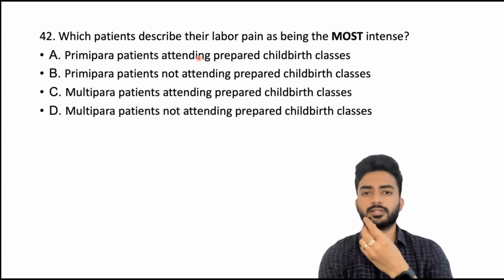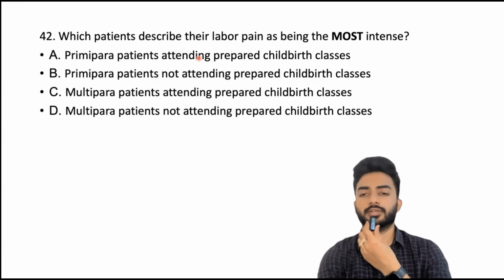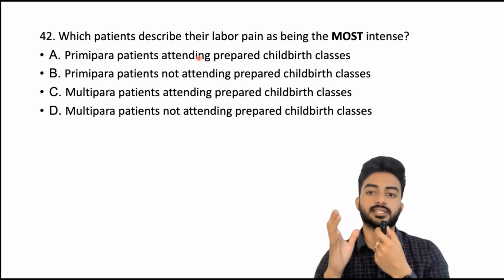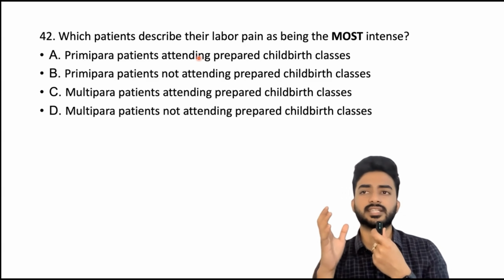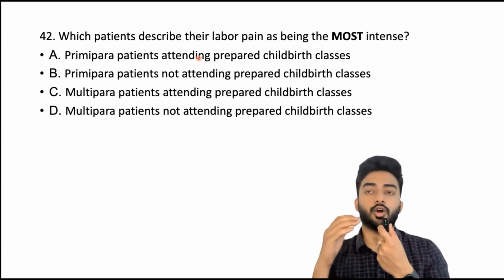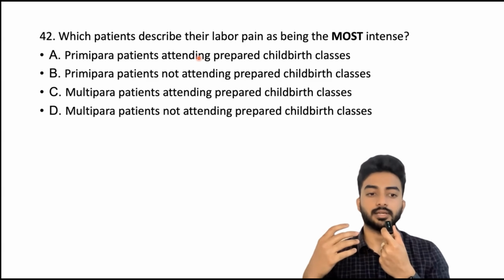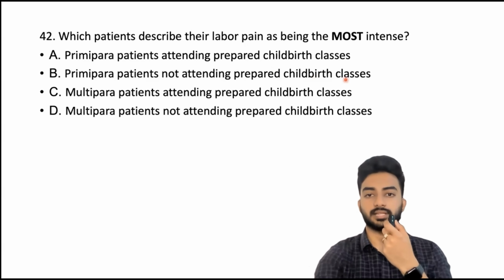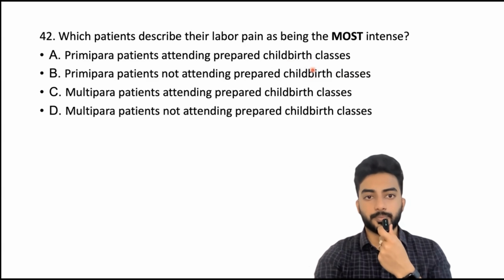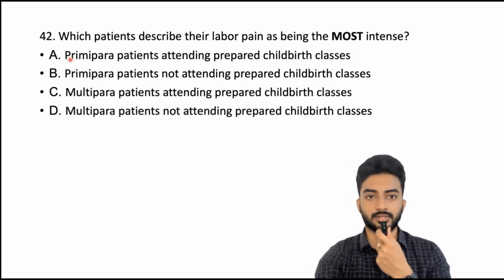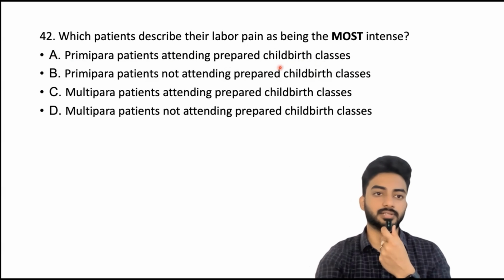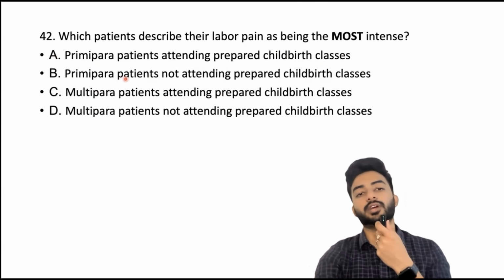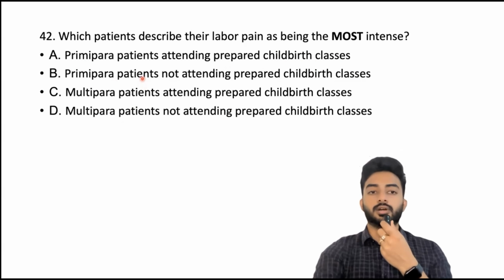Even if you don't know the exact answer for this, you can do the guesswork and arrive at the answer. If you are attending the childbirth classes, they will do exercises and counsel you about how much pain you will be getting and how to cope with the labor pain. Everything will be dealt with in the childbirth classes. So option A, primipara who attended the childbirth classes, is ruled out, and multipara who attended the childbirth classes is ruled out. Now we are left with option B and option D.